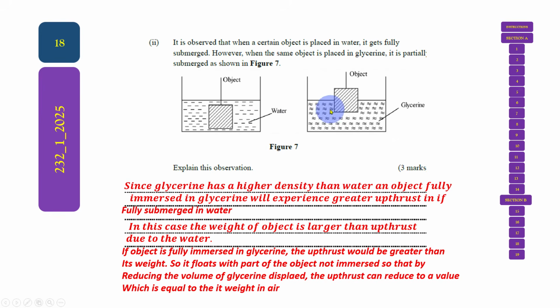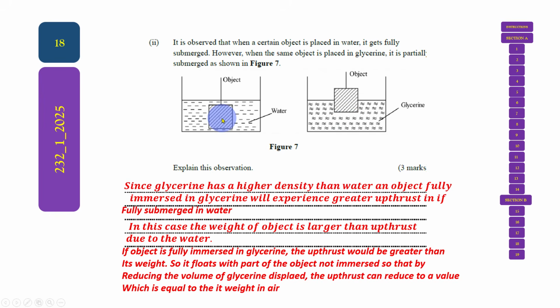So first of all, we would want to fully submerge this object in water as it is completely submerged, and also submerge this object in glycerin. What we are going to discover is that the volume of water displaced is equal to the volume of the glycerin displaced if the object is fully immersed in water and in glycerin. The volumes are going to be the same. But the upthrust here would be greater than the upthrust here because the density of glycerin is larger.